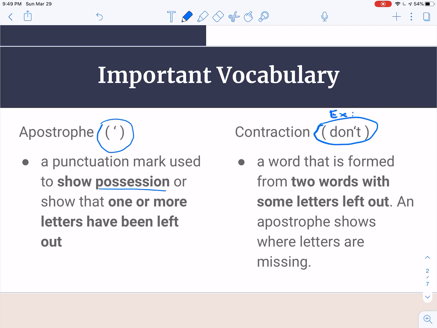A contraction is a word that is formed from two words with some letters left out. An apostrophe shows where letters are missing. We're going to go into great detail about this today, how we leave out a couple of letters and then we use an apostrophe to show where those letters are missing. So it's important to understand the difference between an apostrophe, which is a punctuation mark, and a contraction, which is a word.